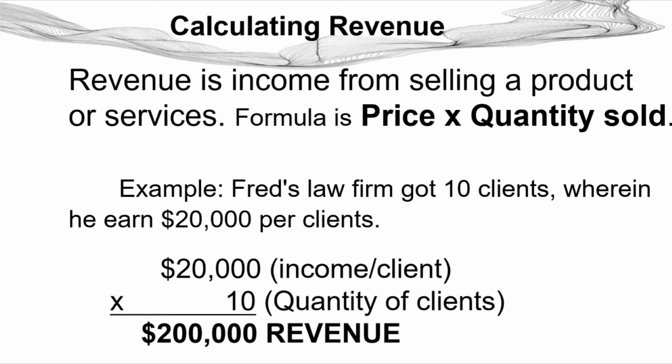After calculating the explicit cost, let's now move on with the calculation of revenue. What is revenue? Revenue is an income from selling a product or services. The formula that we will be using is price times quantity sold. In our example, Fred's law firm got 10 clients, wherein he earned $20,000 per client. So, $20,000 per client times 10, which is the quantity of clients, will be equal to $200,000 of revenue.